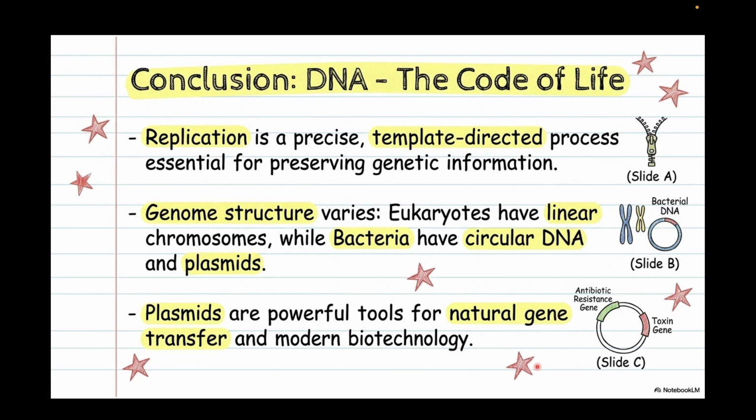Now, in conclusion, DNA is a double helix structure made up of phosphate groups, deoxyribose sugar, and nucleotides. The replication process is template directed to preserve the genetic information. It varies between eukaryotes and prokaryotes. Eukaryotes have linear DNA, while prokaryotes have circular DNA as plasmids, and plasmids can act as a powerful tool for gene transfer and biotechnology.